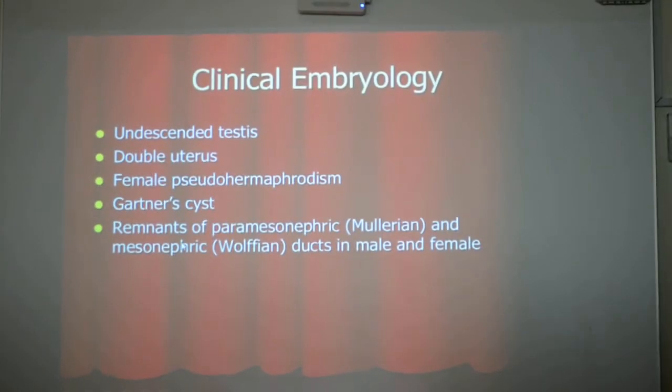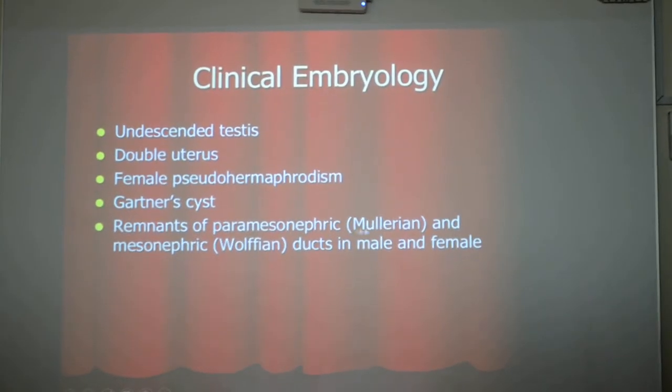We'll be asking in the exam what are the remnants of the paramesonephric and the mesonephric ducts in the male and the female. So in the female you'll see the Gardner's, right? The remnant of the mesonephric duct in the female will be the Gardner cyst. What will be in the male? Prostatic utricle. I told you already. Prostatic utricle. It is the remnant of the paramesonephric duct in the male. That's the male uterus. Okay.